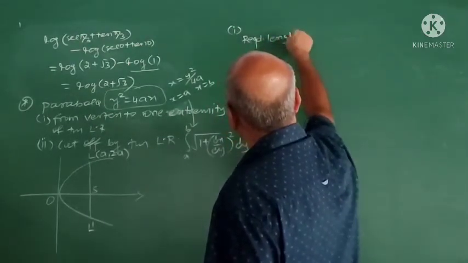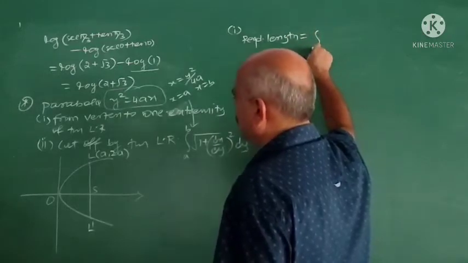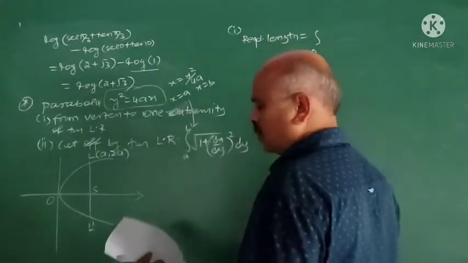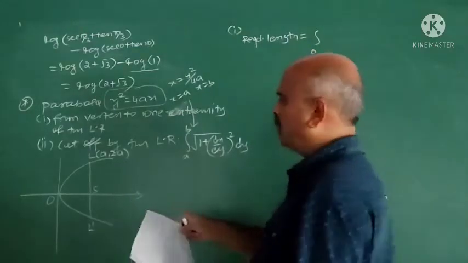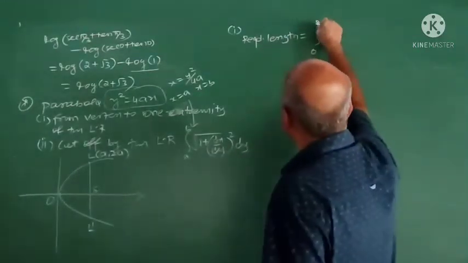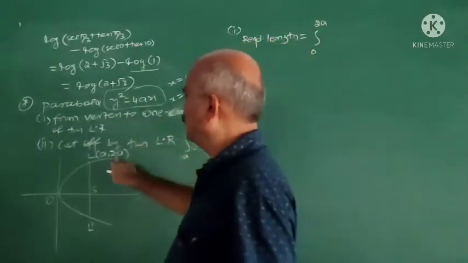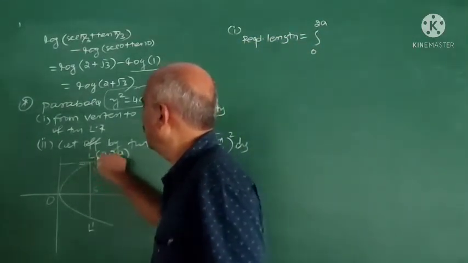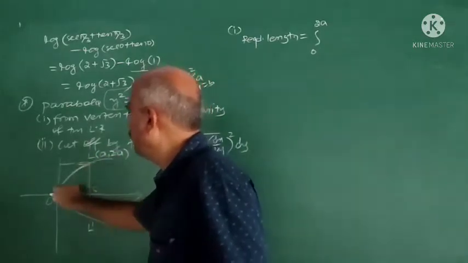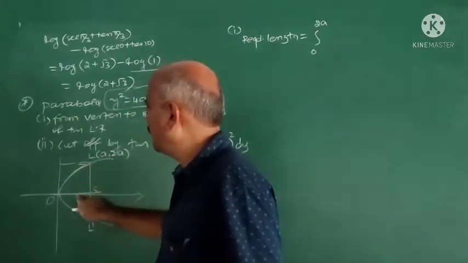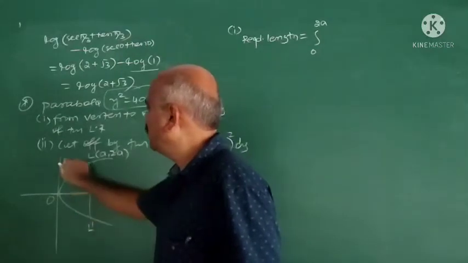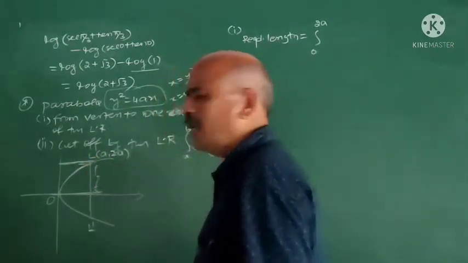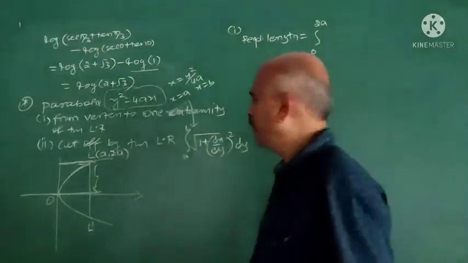Required length: the abscissa you have to take from 0 to 2a, y coordinate from 0 to 2a. This length is given by this. It is bounded by this line, y is 0, and what is this? y is equal to 2a. This line, length is 2a, y is equal to 2a.